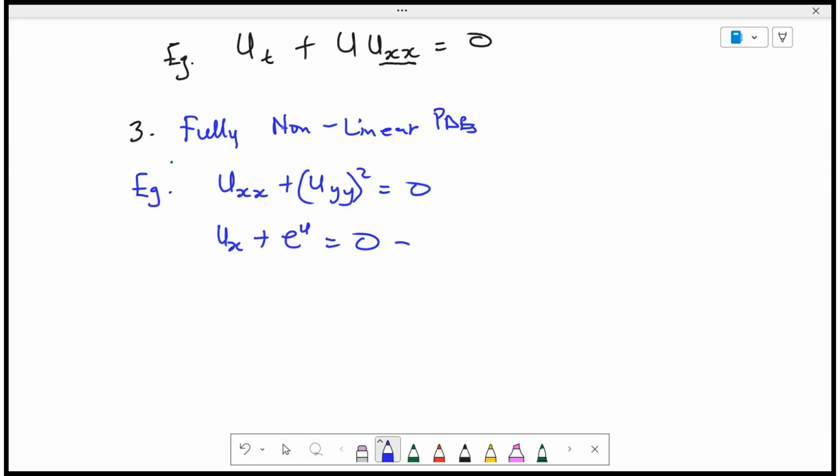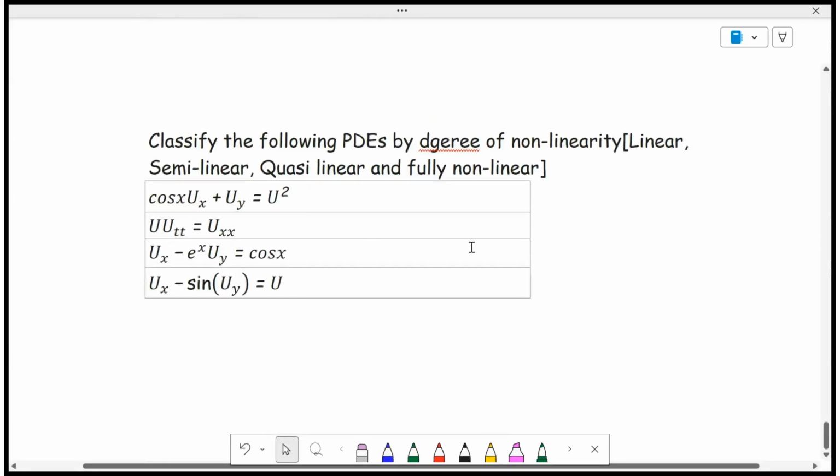All right. So I have a table here, and so let's try and see. You can pause the video and try your hands on it, and then we solve it. So if we pause the video, let's see the first one: cos x ux plus uy equal to u squared. Now we know that it is nonlinear based on the u squared here. And so what type of nonlinear equation is this one? You can see that the coefficient here is of the independent variable, and here the coefficient is only 1.